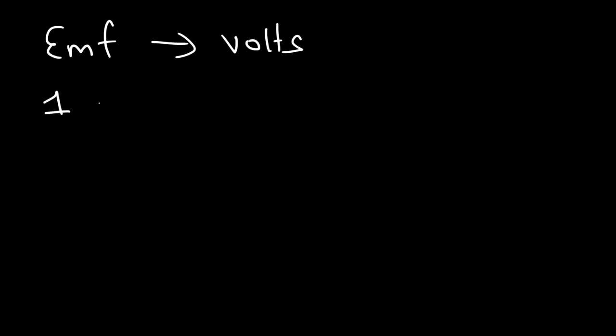Now let's talk about the cell potential, also known as EMF, electromotive force. This is measured in units of volts, or you could describe it as a voltage. 1 volt is equal to 1 joule per coulomb. So what does this mean? When 1 coulomb of charge passes through a potential difference of 1 volt, it can do 1 joule of work.